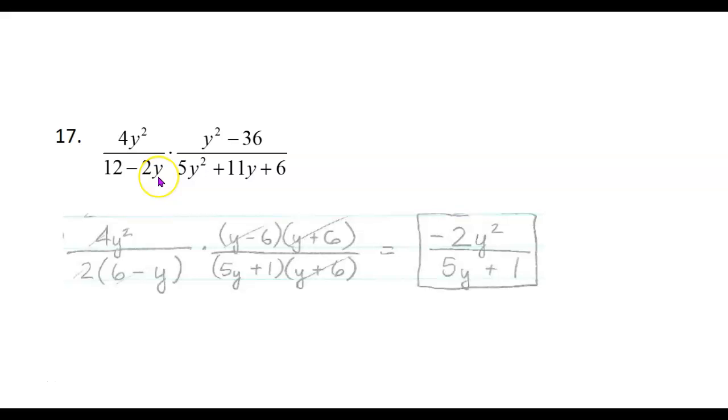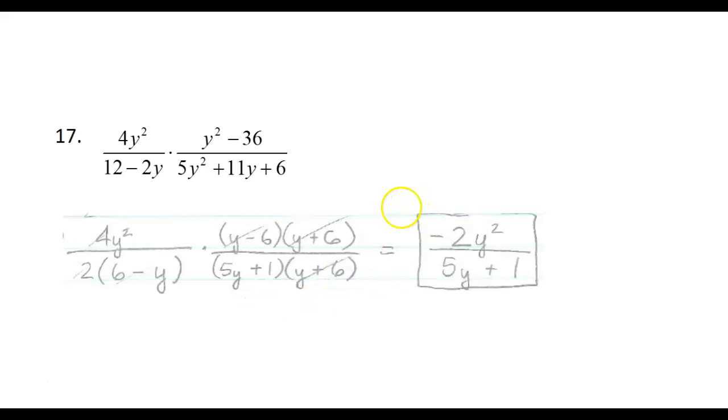The 12 minus 2y has a common factor of 2 that you can pull out and write it as 2 times 6 minus y. The y squared minus 36 is a difference of two squares. It can be factored into y minus 6 times y plus 6. And the 5y squared plus 11y plus 6 can be factored into 5y plus 1 times y plus 6.